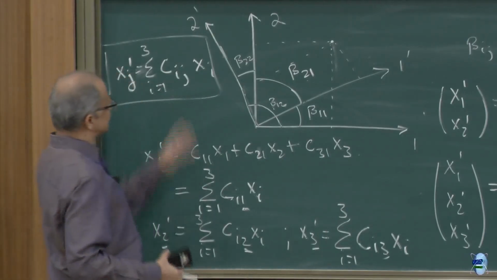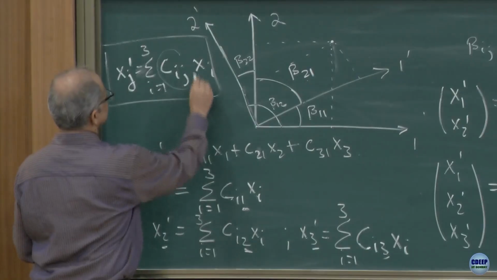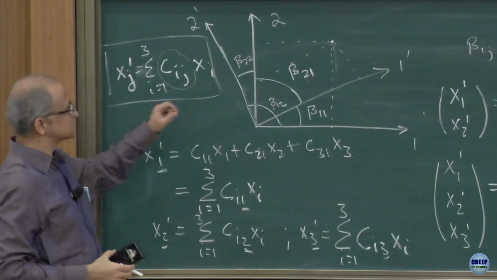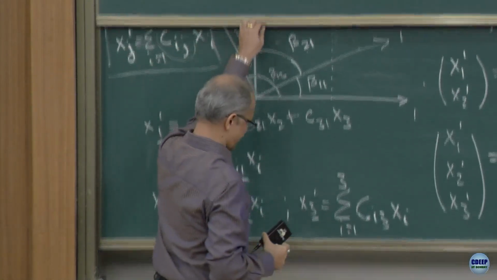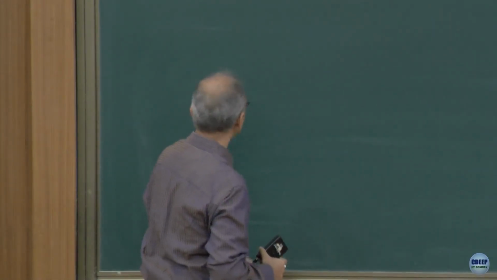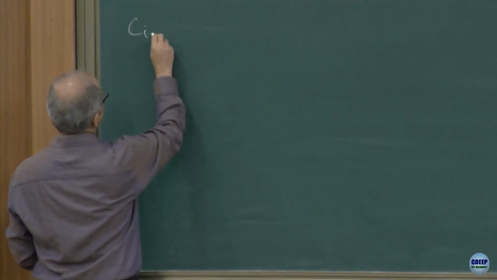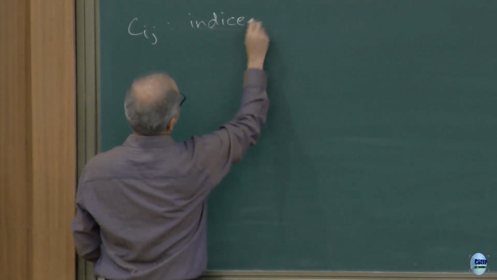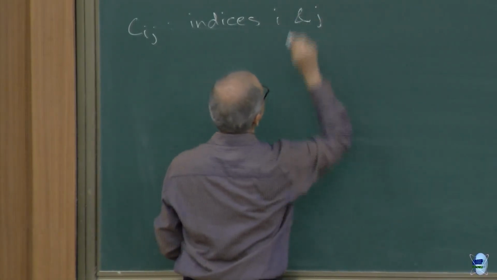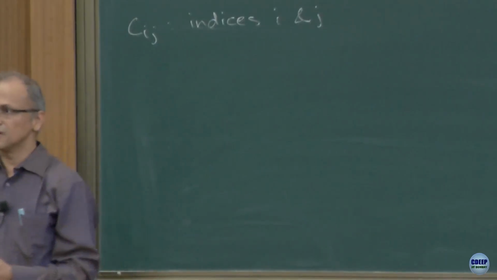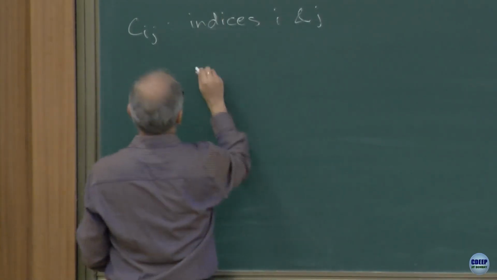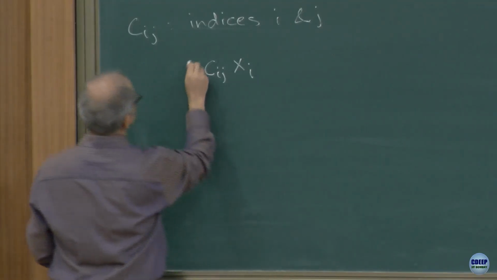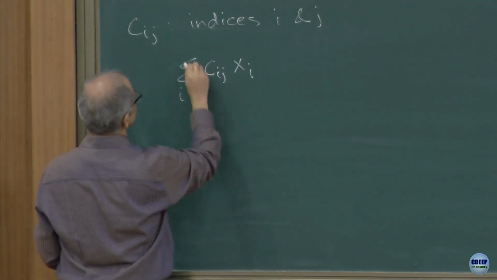Now, there are two things. If I look at C, you can see that there are subscripts in C and in X. These subscripts will be called indices. So Cij has two indices, the indices are i and j. Now, if I look at the right hand side, we have Cij xi with a summation i going from 1 to 3.